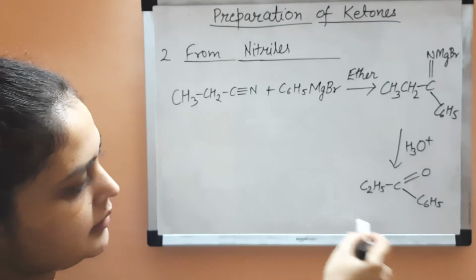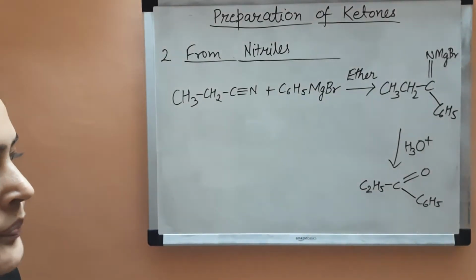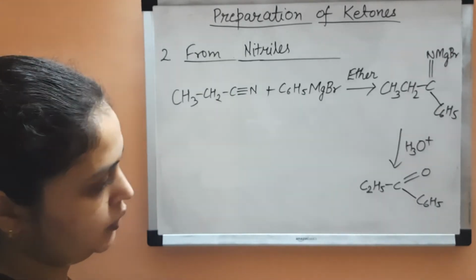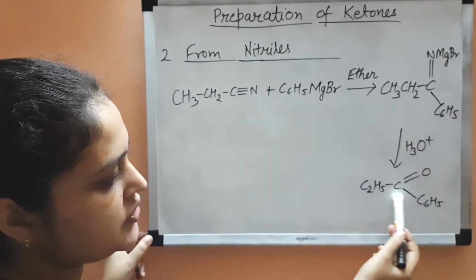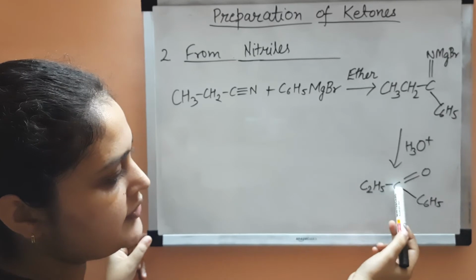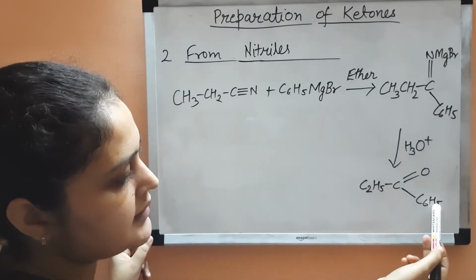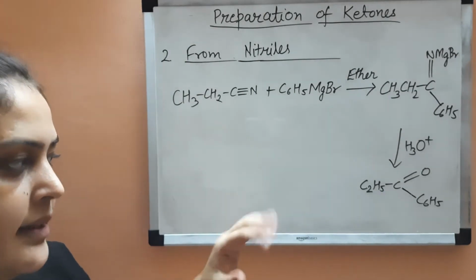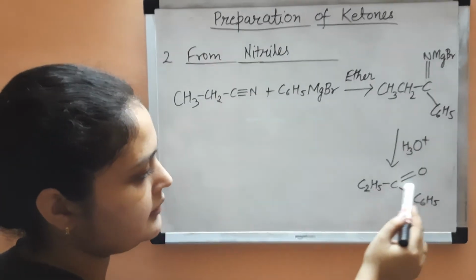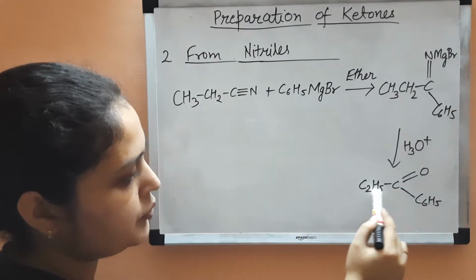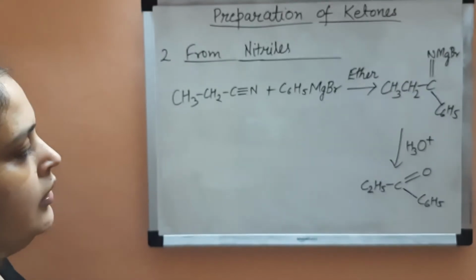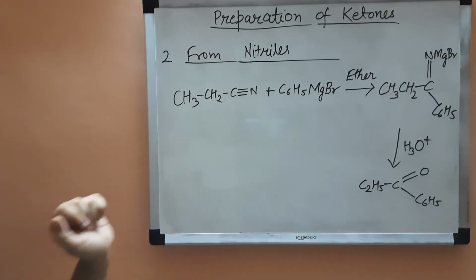What is the IUPAC name of this compound? It will be 1-phenyl propanone, because it contains 3 carbon atoms: C2H5, C double bond O, C6H5. This C6H5 is the substituent, and this is the main chain. So it is propanone, and at the first position there is a phenyl group. So 1-phenyl propanone. This is the second way to prepare the ketone.